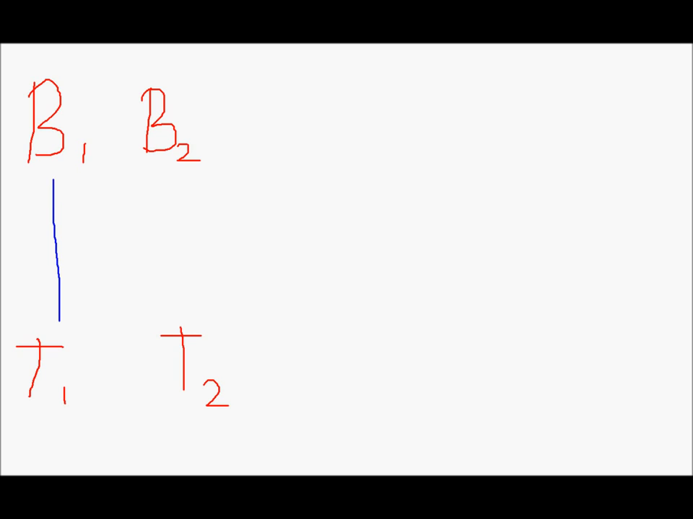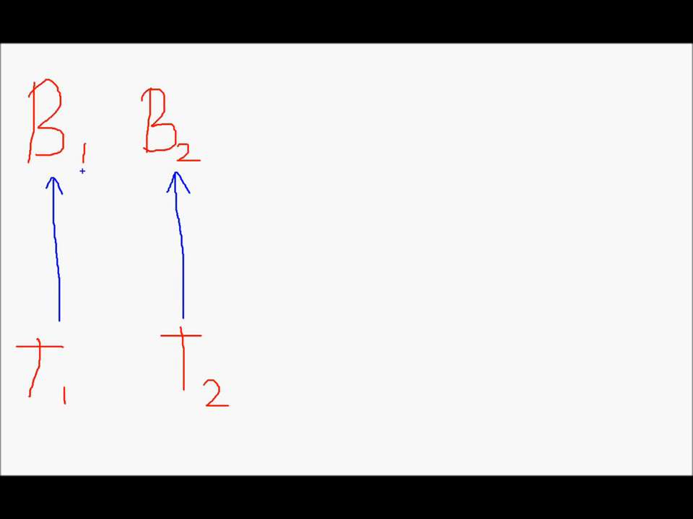Let's say there are two babies B1 and B2, and let's say you have two toys T1 and T2. Now suppose you gave toy T1 to baby B1 and you gave toy T2 to baby B2.